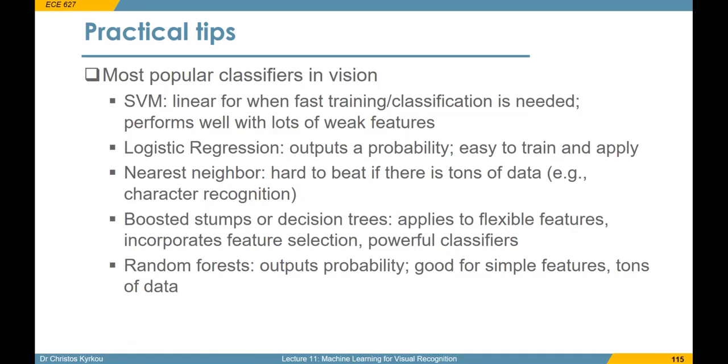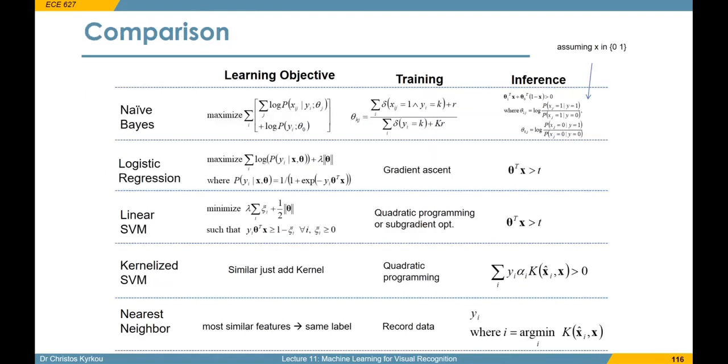We have simpler methods like nearest neighbor and logistic regression. Boosted trees and their extension, random forests, are very powerful classifiers, and they can be used also with limited data. And here is a summary of the basic formulations of each of the classifiers: the linear SVM, the kernelized SVM, and the nearest neighbor.